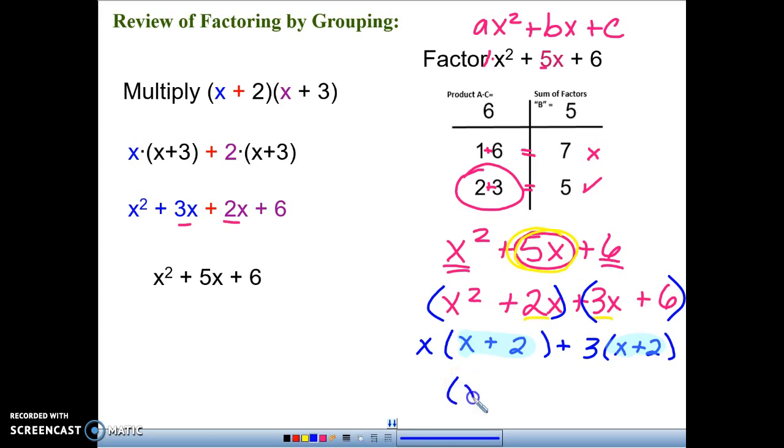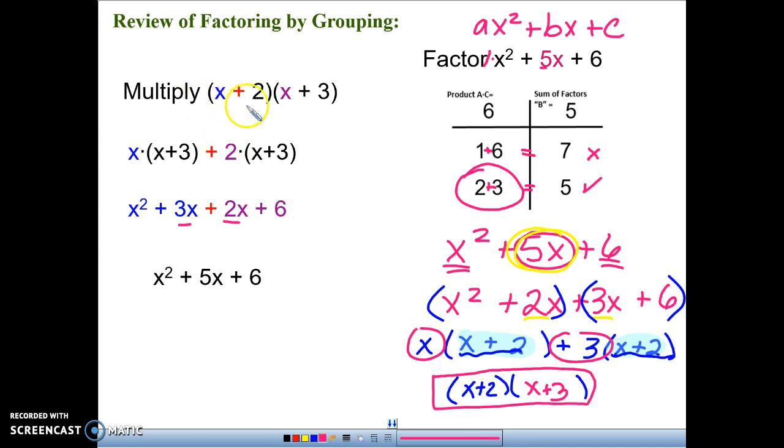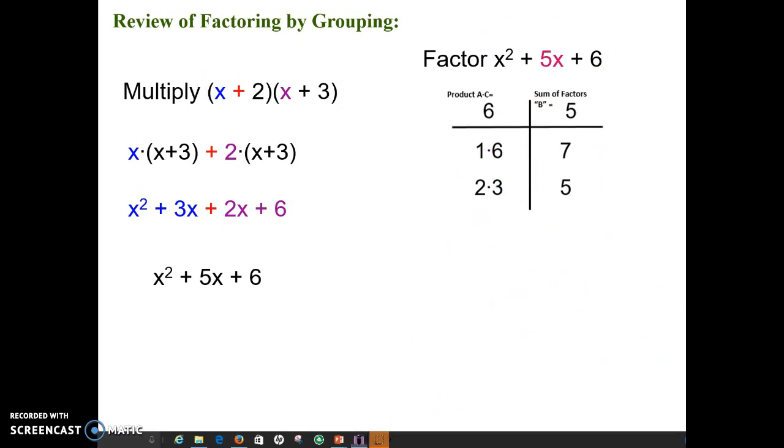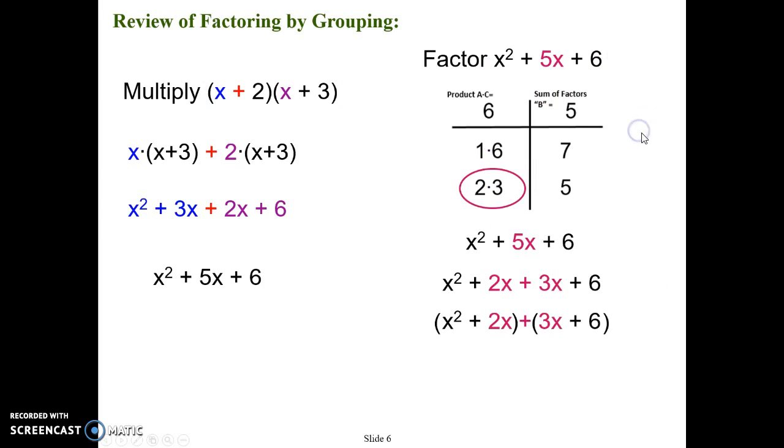We're going to factor out this common binomial factor. When we take that out, what's left to go in the other set of parentheses is your x plus your 3. X plus 3. And if you look at that answer, of course I always double check my answer, that is where we started, right here. So I wanted to show you that this factoring by grouping works. Now if you want to write down these notes, you can pause the video and do that.